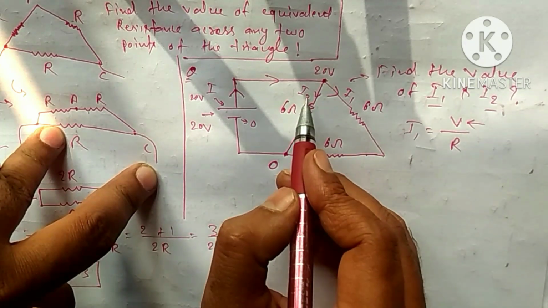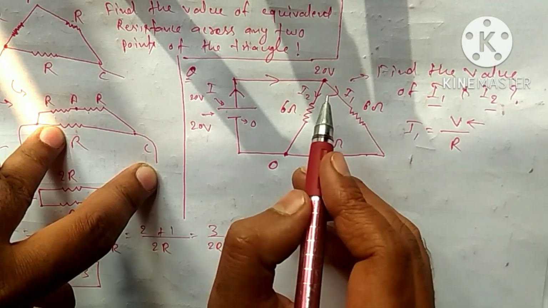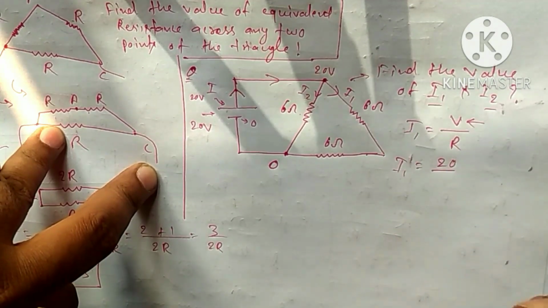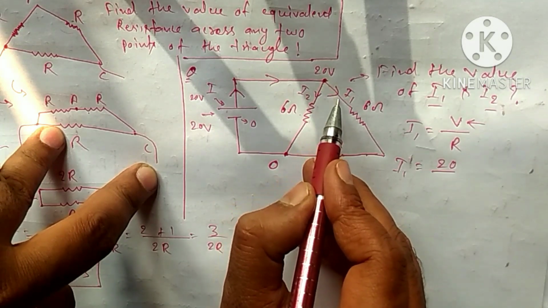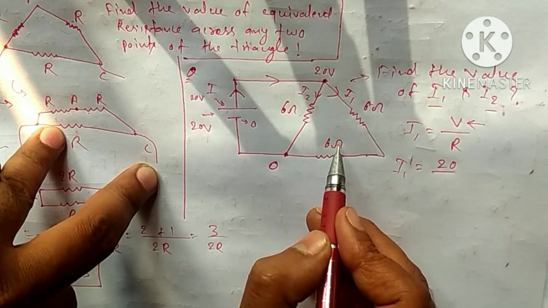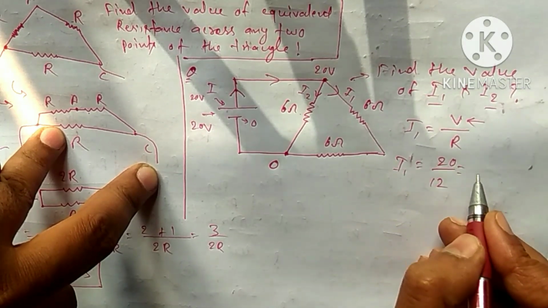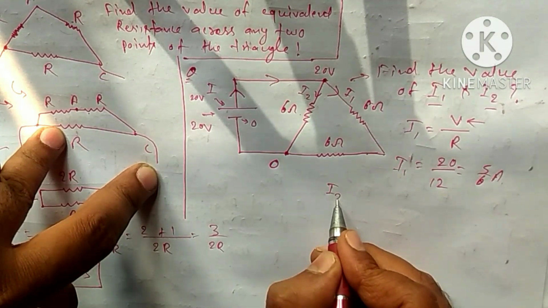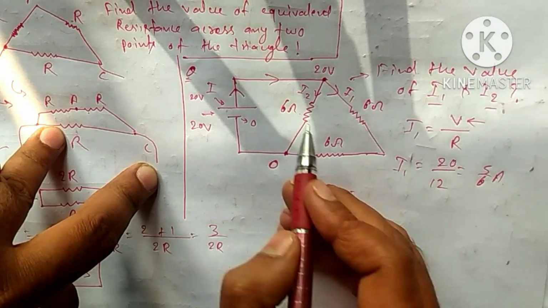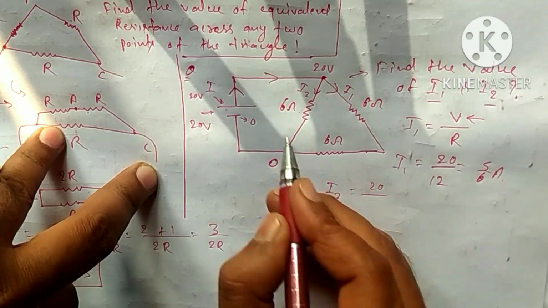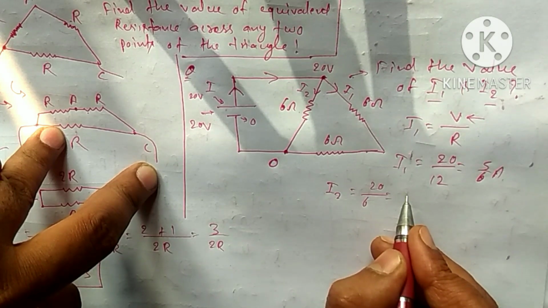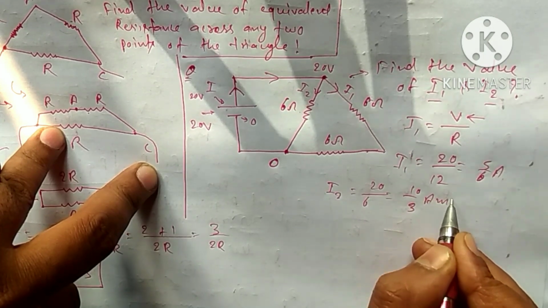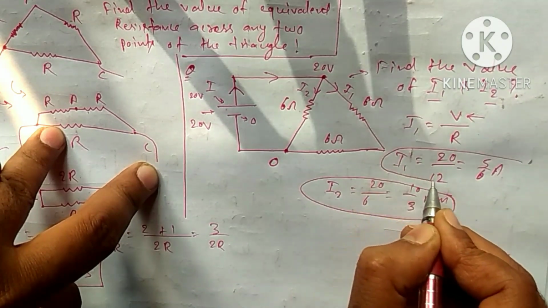Why? I1 and I2 both have 20 volt, so here we write I1 equals 20 divided by R. What about the R? R means the path of this circuit. 6 ohm and 6 ohm, that is 12 ohm. So the answer is 5 by 6 ampere. And also we can find I2. I2 is this, so this is 20 volt divided by 6. We get 20 by 6, that is 10 by 3 ampere. Okay, so these are the values of I1 and I2.